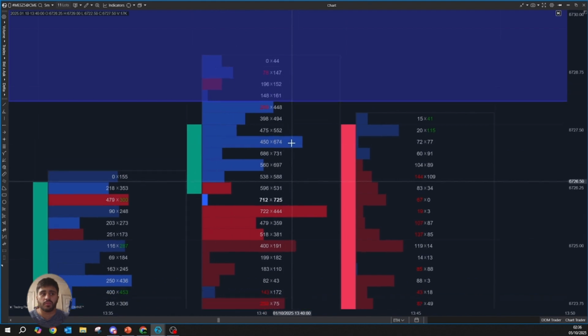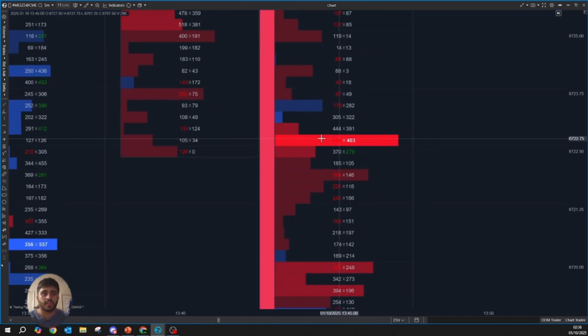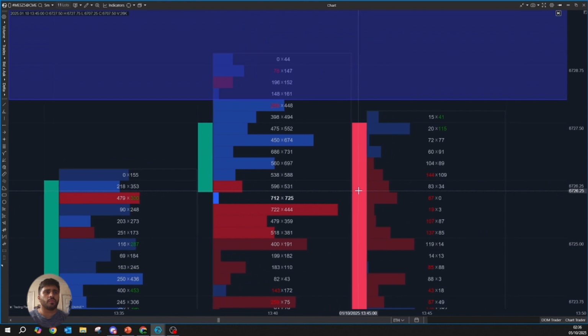So when we see a lot of blue, or in this case a lot of red, over here, what I want to focus on primarily is something called the delta. The delta in this case is very positive. So we see 448 for 289. We see a lot of positive delta, which means we see a lot of aggressive buyers in this region, right?